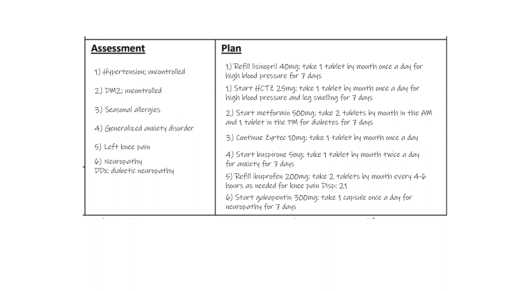And then lastly, there is neuropathy, and the provider wanted to start gabapentin, 300 milligrams. So you would write start gabapentin, 300 milligrams, take 1 capsule once a day for neuropathy for 7 days. So that's what the assessment and the plan would look like.